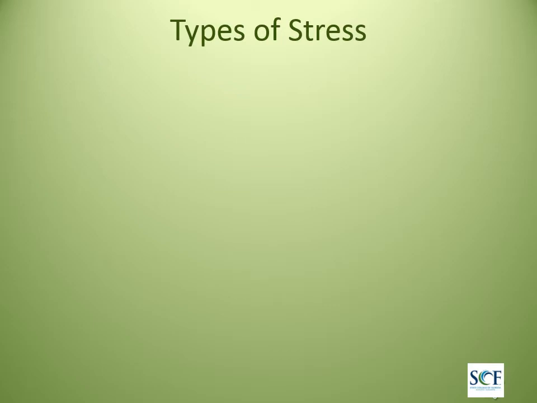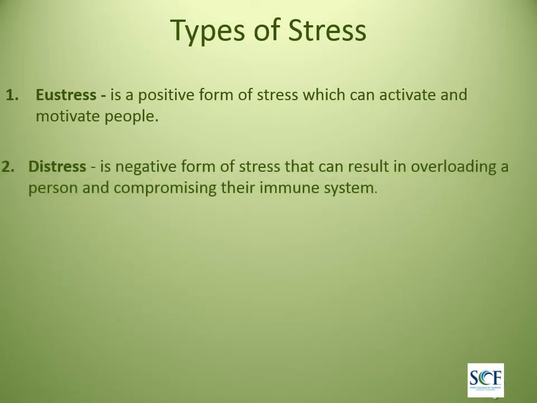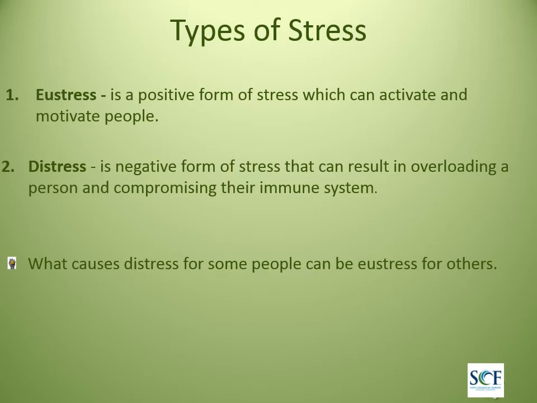There are different types of stress. Eustress is a positive form of stress which can activate and motivate people. Distress is a negative form of stress that can result in overloading a person and compromising their immune system. What can cause distress for some can be eustress for others.